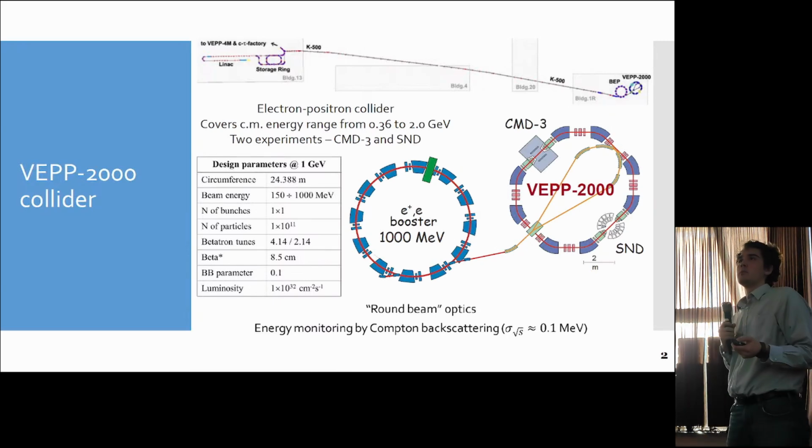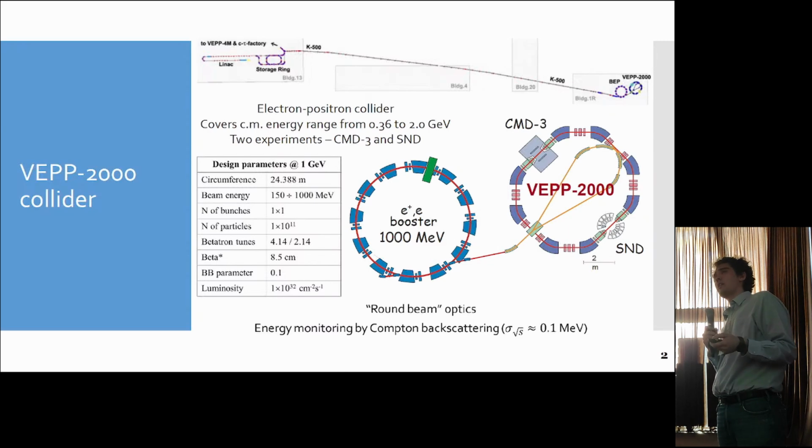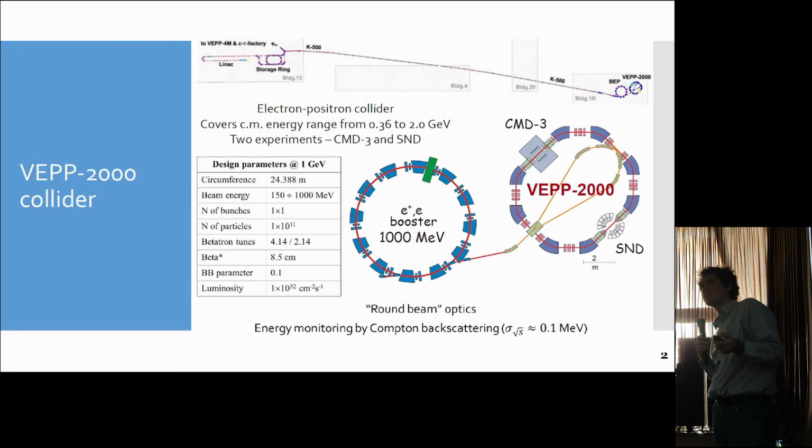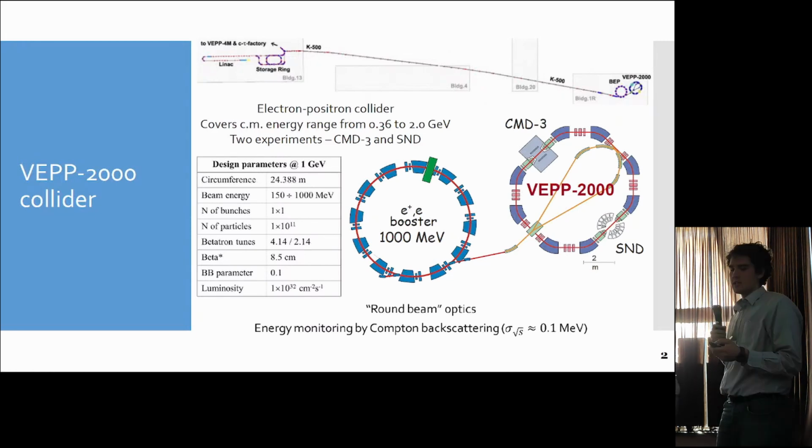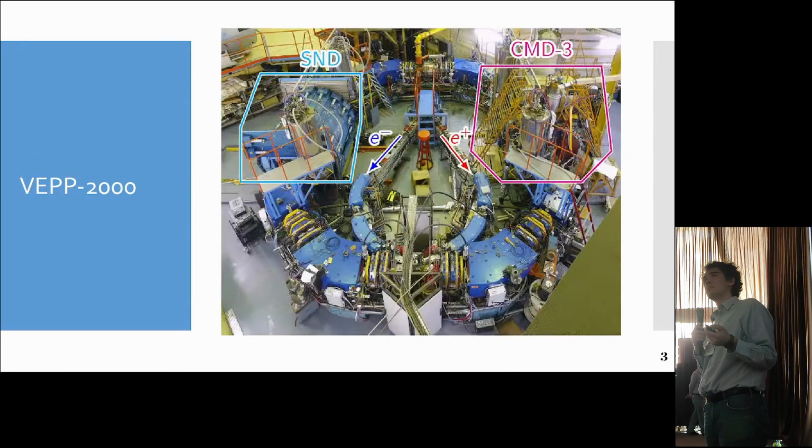I'd like to highlight the round beam optics that allowed us to obtain such a big luminosity. And also the continuous energy measuring system, based on Compton backscattering, that allows us to measure beam energy with a precision of about 100 keV or even less. Here is a picture of the VEPP-2000 collider with two experiments, two detectors, SND and CMD-3.